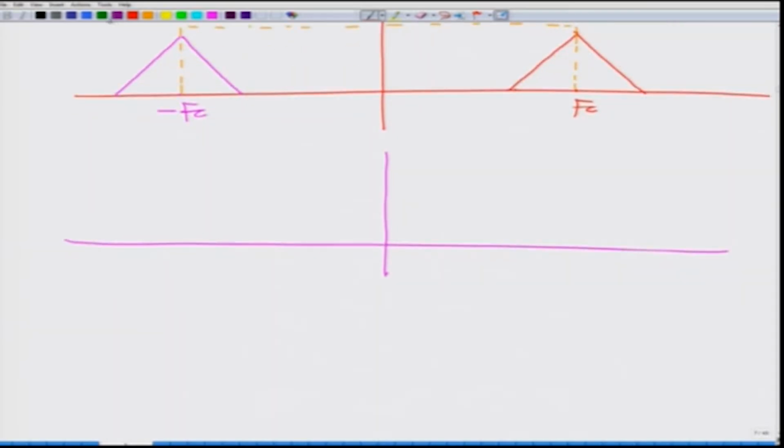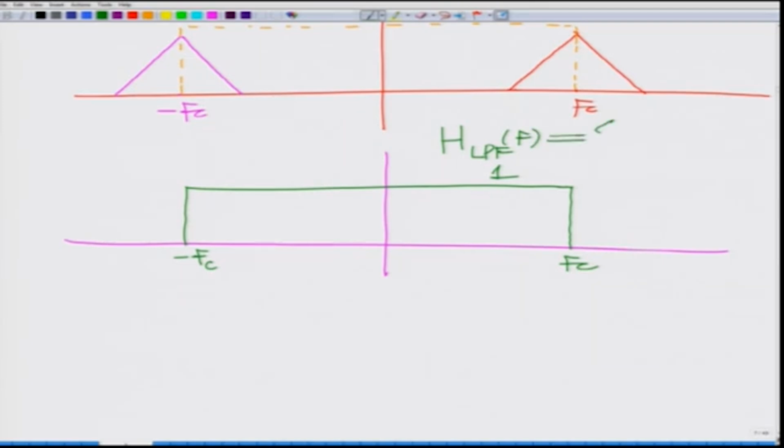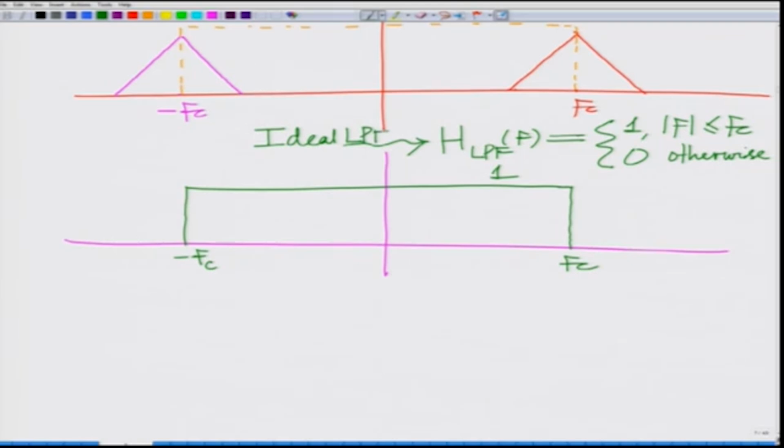I pass it through this low pass filter which has a gain of unity for the range of frequencies between minus Fc to Fc, that is, this is my low pass filter H_LPF which is 1 for all frequencies less than or equal to Fc, between minus Fc and 0, and 0 otherwise. Also, it goes without saying that what we are considering is an ideal LPF, and you can again see that there is a sharp cutoff at Fc.